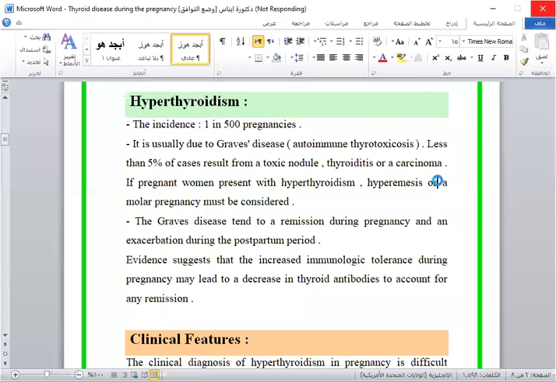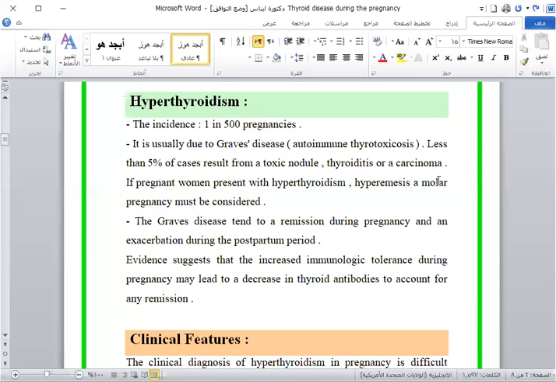Graves disease tends to go into remission during pregnancy and exacerbate during the postpartum period. Most patients say, "Doctor, once we became pregnant, the hyperthyroidism symptoms disappeared." But at the postpartum period, exacerbation of Graves' disease will occur. Evidence suggests that increased immunological tolerance during pregnancy may lead to a decrease in thyroid antibodies to account for this remission. So what is the reason? Because there is increased immunological tolerance during pregnancy, this leads to what?